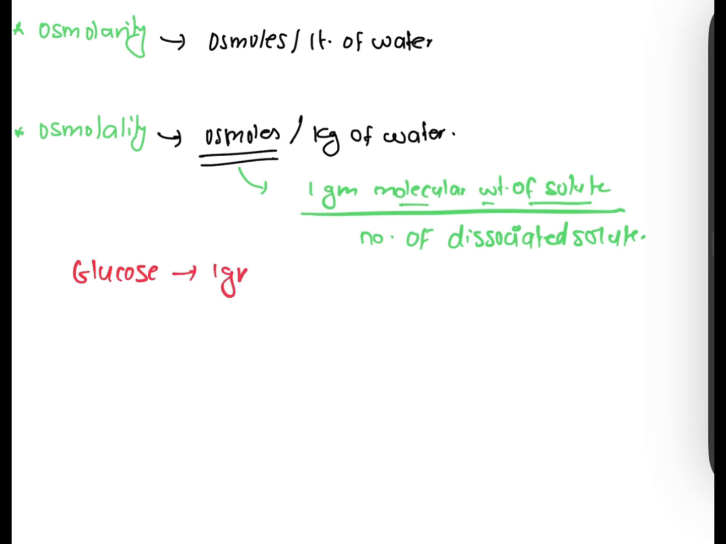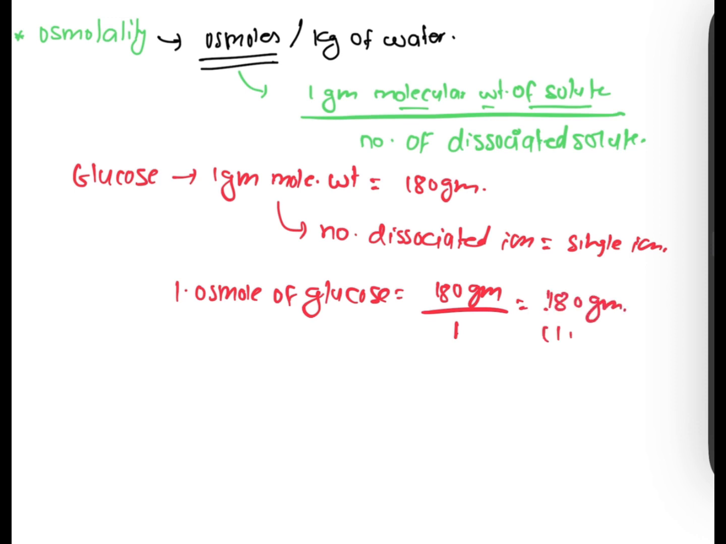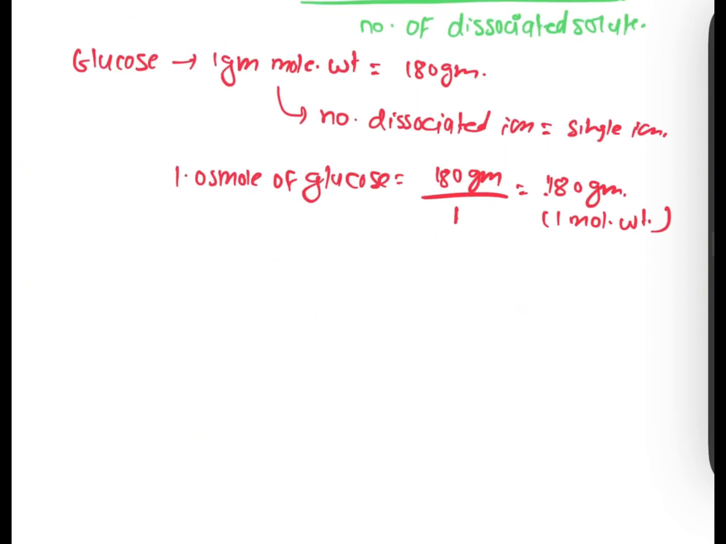Let's take glucose, whose molecular weight equals 180 gram. The number of dissociated ions is single. So when glucose is placed in water, there is no dissociation. So 1 osmol of glucose equals 1 gram molecular weight, that is 180 gram, divided by the number of dissociated solute, that is 1, equals 180 gram. So 1 osmol equals 1 molecular weight.